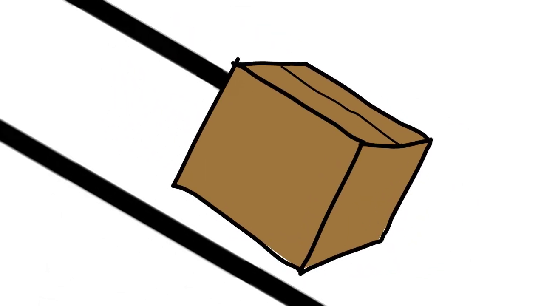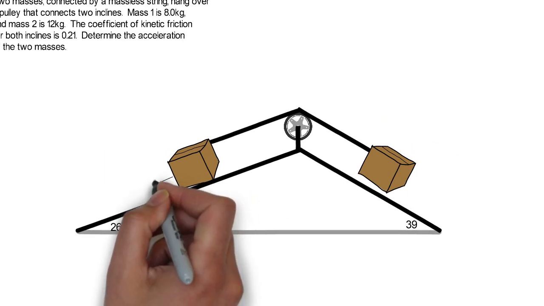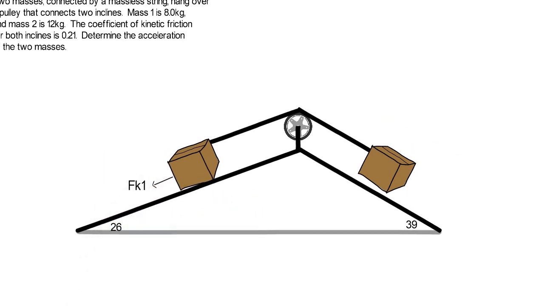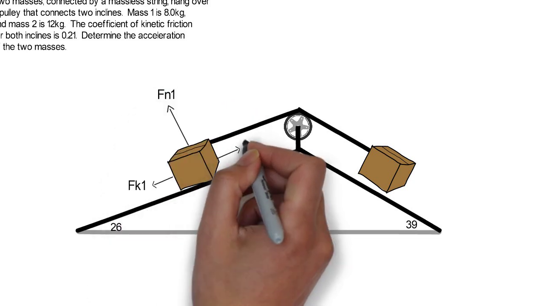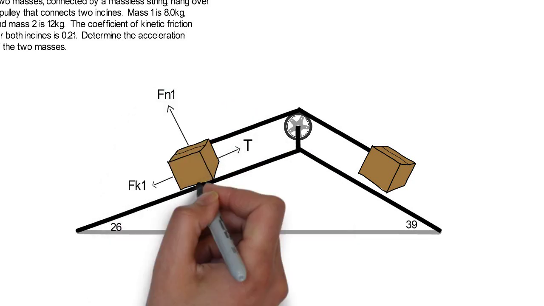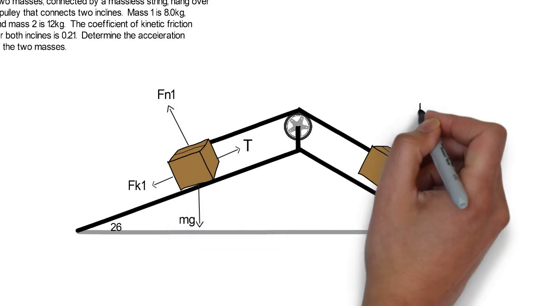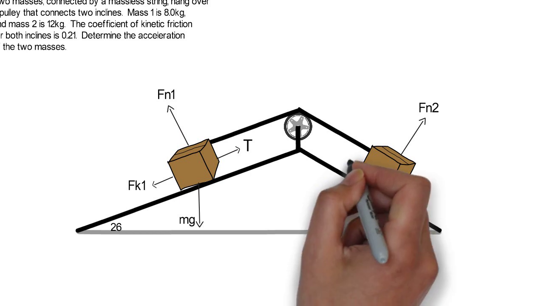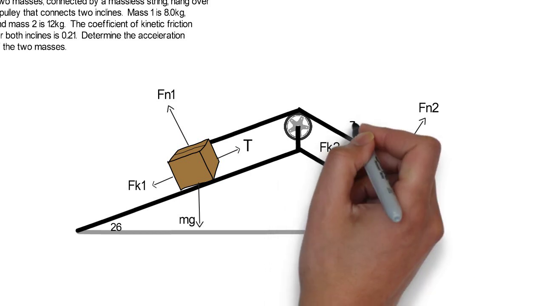Once we have it all drawn, we need to add our forces for both free body diagrams. On the first one, we have kinetic friction, normal force, tension, and gravity. On the second one, we have normal force, again, kinetic friction, tension, and gravity.